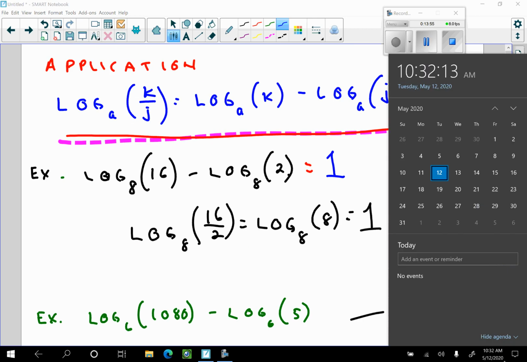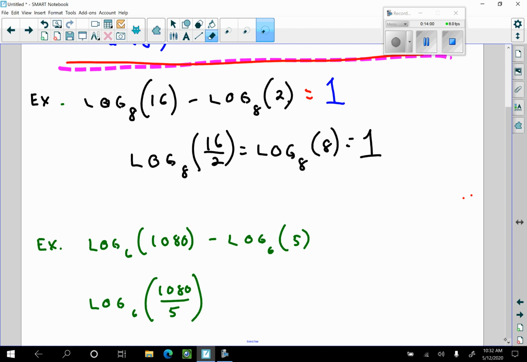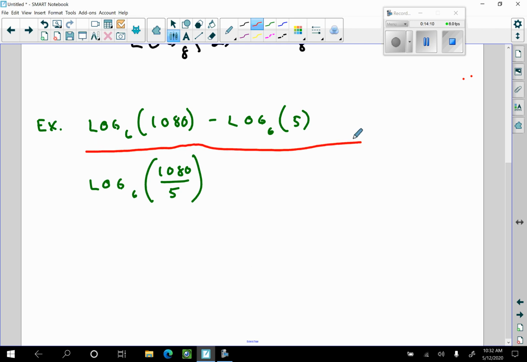One more example here. Okay, this is a big one, maybe we might not be able to do this one. The log base 6 of 1080 minus the log base 6 of 5. I'm going to use the quotient property. Log base 6 of 1080 divided by 5. Hey, use your calculator. What is 1080 divided by 5? That is equal to log base 6 of 216.